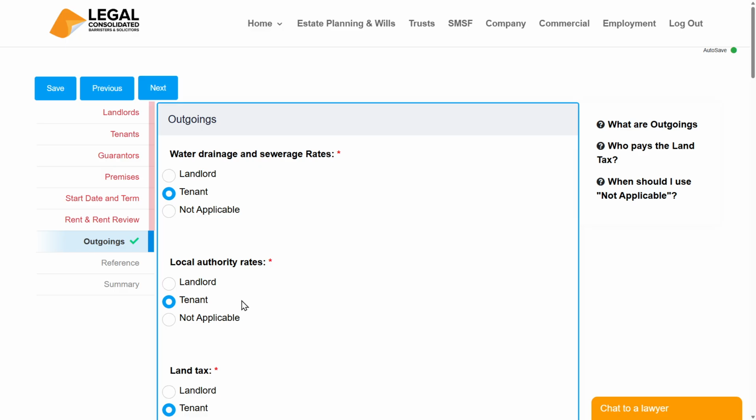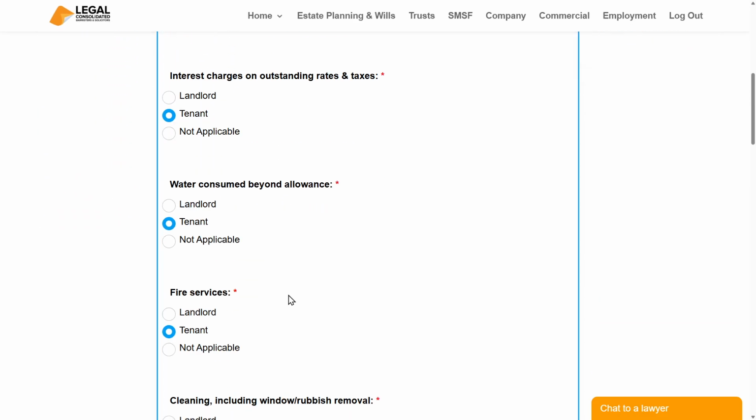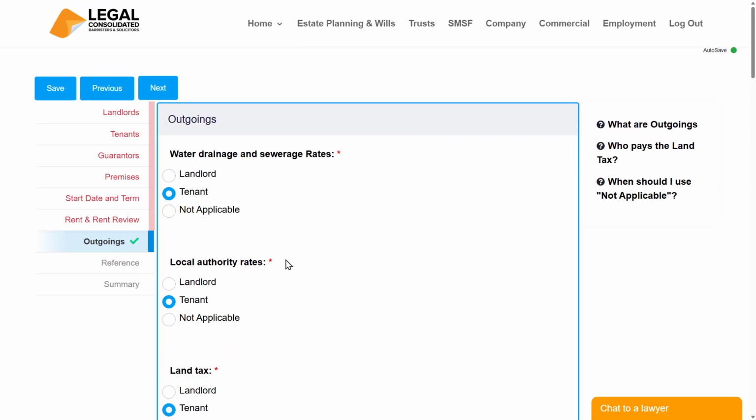Who pays them? The landlord, the tenant, or maybe there are no rates. I can't think of a place where there are no rates, but maybe it's not applicable. The default position, as you'll see, is tenant, because normally the tenant pays for all outgoings. So let's have a look. Water, drainage and sewage rates.